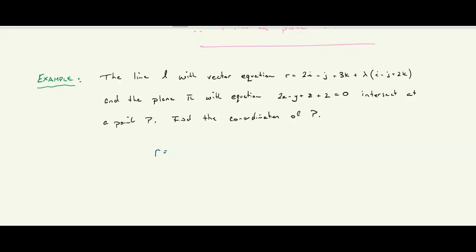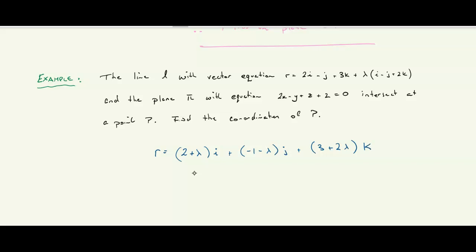Okay, so we want to group our x, y, and z. So r will equal, just reorganizing what we see here, 2 plus lambda i. Now in terms of j, what have I got? I've got minus 1 minus lambda, so it'd be plus minus 1 minus lambda j. And then in terms of k, we've got 3k plus 2 lambda k, so it'd be plus 3 plus 2 lambda k.